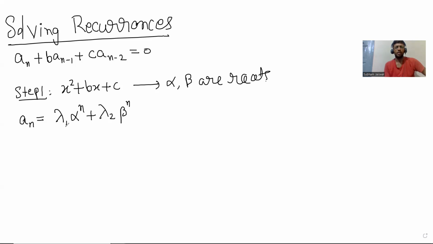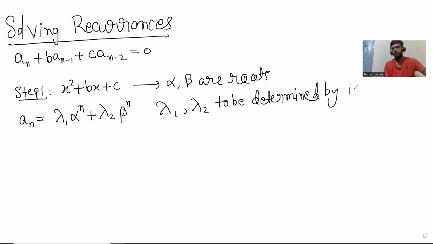Now lambda 1 and lambda 2 will be determined by some initial conditions. This was our staple, right? This was our very important equation. Now we have seen examples, so I'm not going into this again.